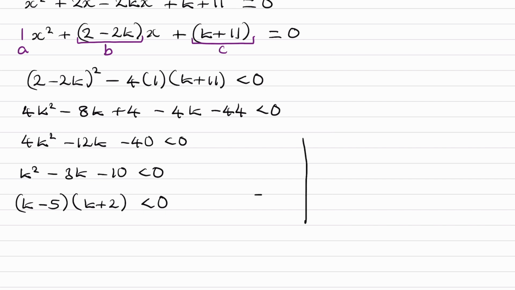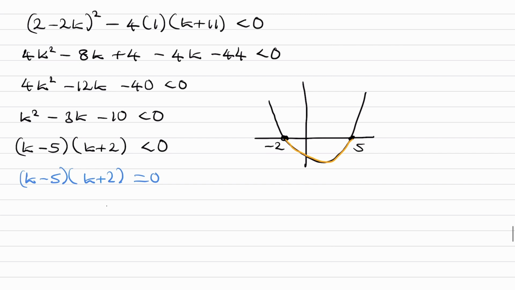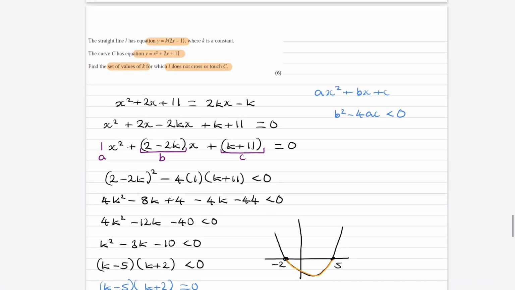Okay, so to solve this quadratic inequality, sketch it. The roots are at minus 2 and 5, so our quadratic looks something like that. I got the roots by setting (k minus 5)(k plus 2) equal to 0, and that gives k is minus 2 and 5. We're looking to see when this is less than 0, so that's going to be this region over here. So then, as an inequality, that would be k is between minus 2 and 5, bigger than minus 2 and less than 5. That will be our answer to the question.